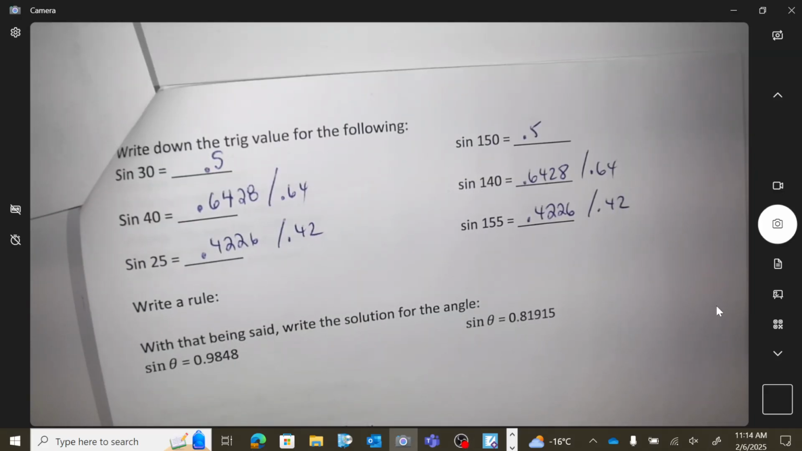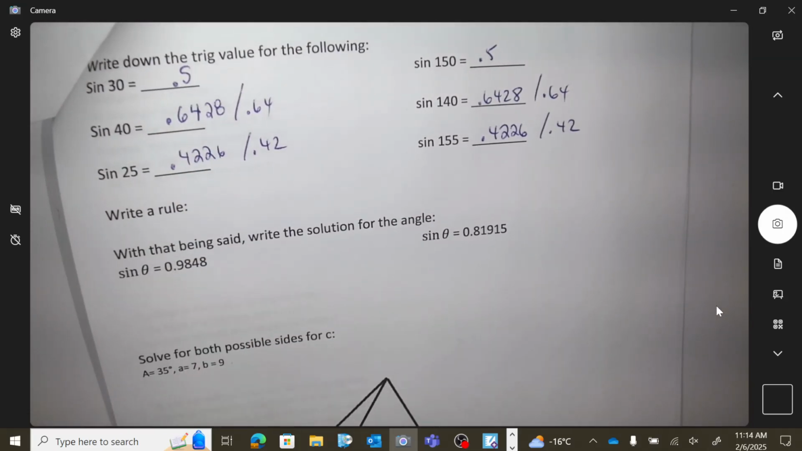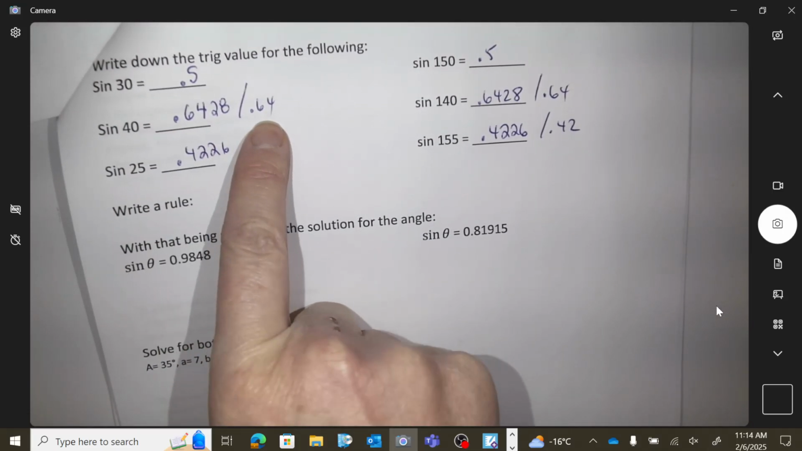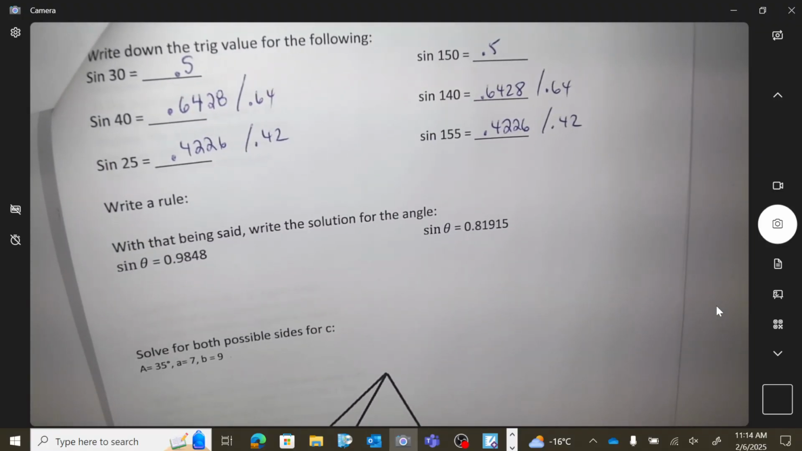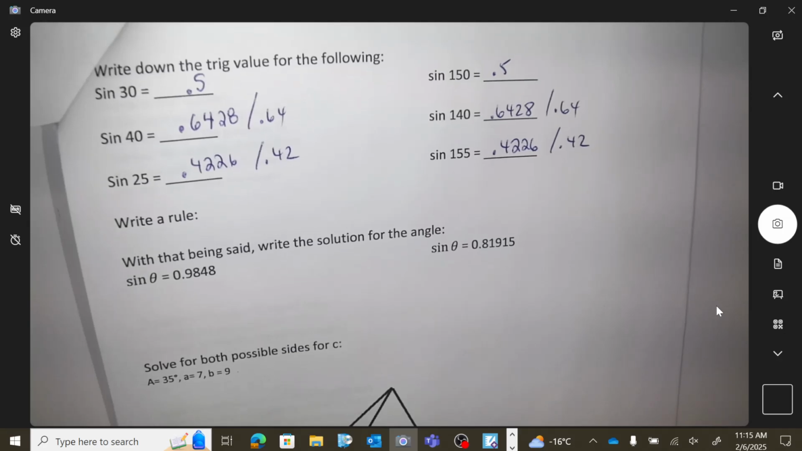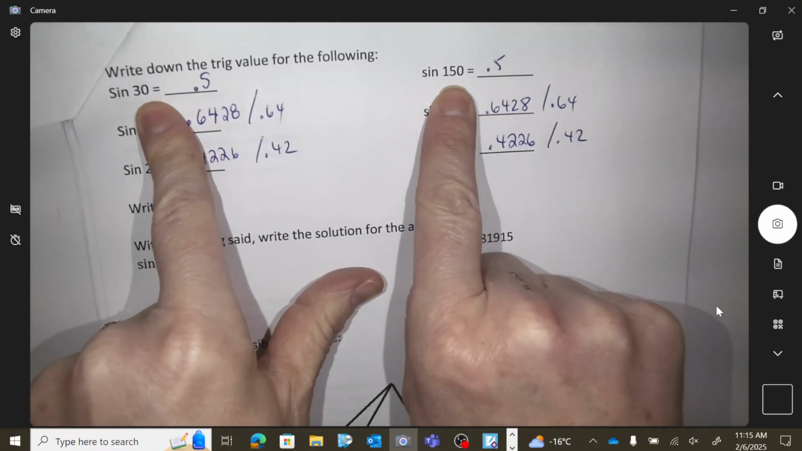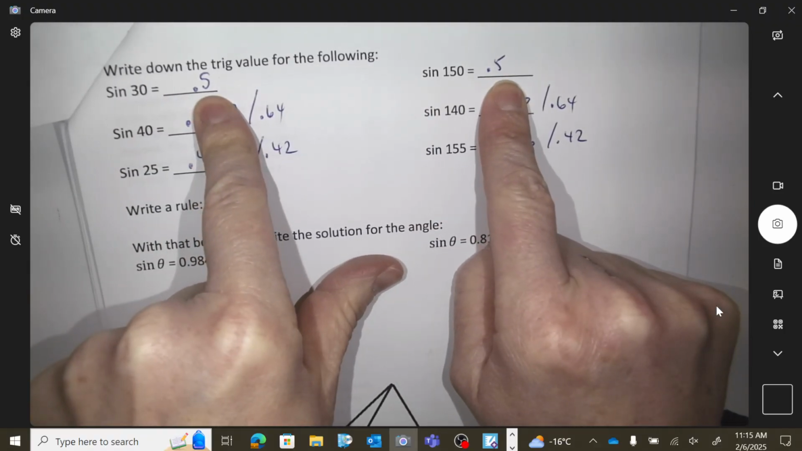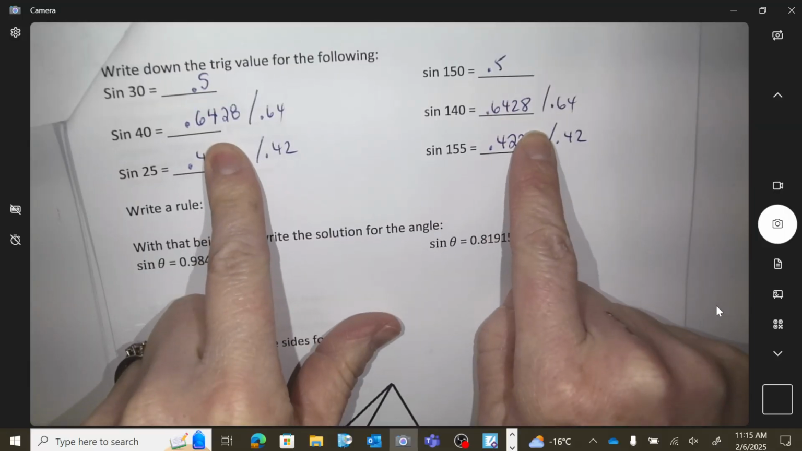Okay, so here's what I got when I did this on my calculator. I don't know how you rounded it. So here's 4 decimals, but if you did 2 decimals, that's what you should have. Everybody was good with that? Okay, so we have to discover what happened here. I did the sine of 30 and the sine of 150 and they were the same. 40 and 140, those sine values were the same.